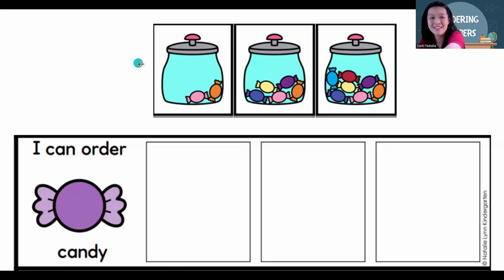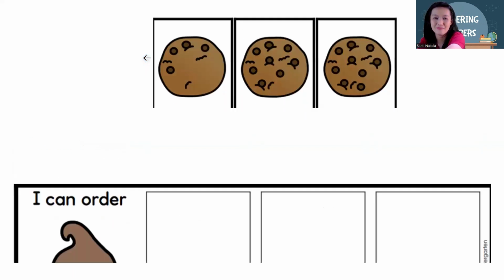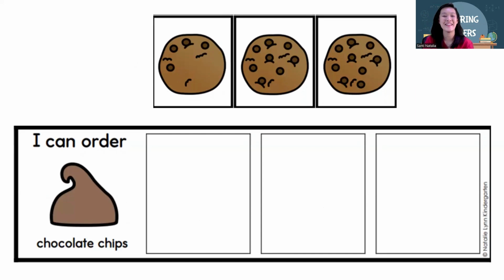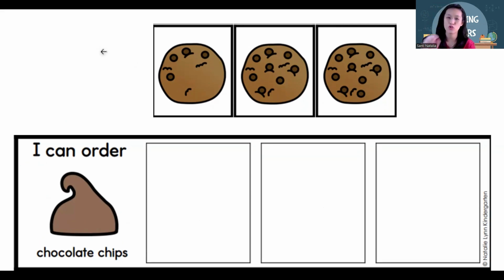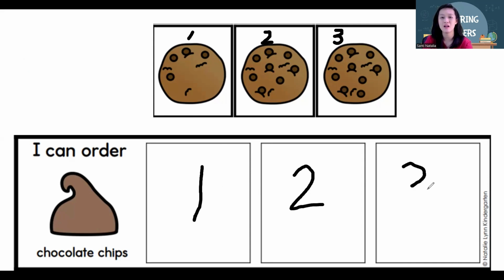Okay. And next, children. Cookies. Let's order the cookies from the cookie that has the least chocolate chips. Which cookie has the least chocolate chips? Cookie number 1. And then cookie number 2 and cookie number 3. Yes, 1, 2, 3.